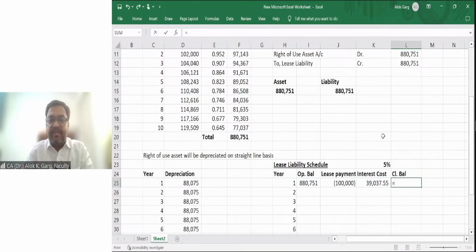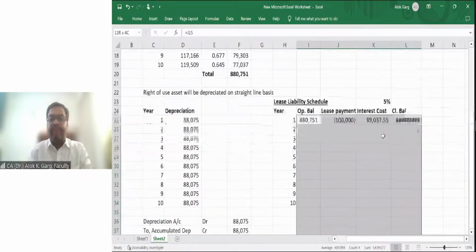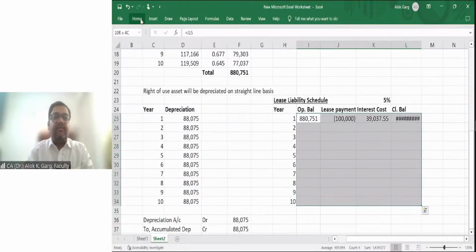What is my closing balance? Opening liability minus lease payment plus interest cost. This is my closing balance in the first year.